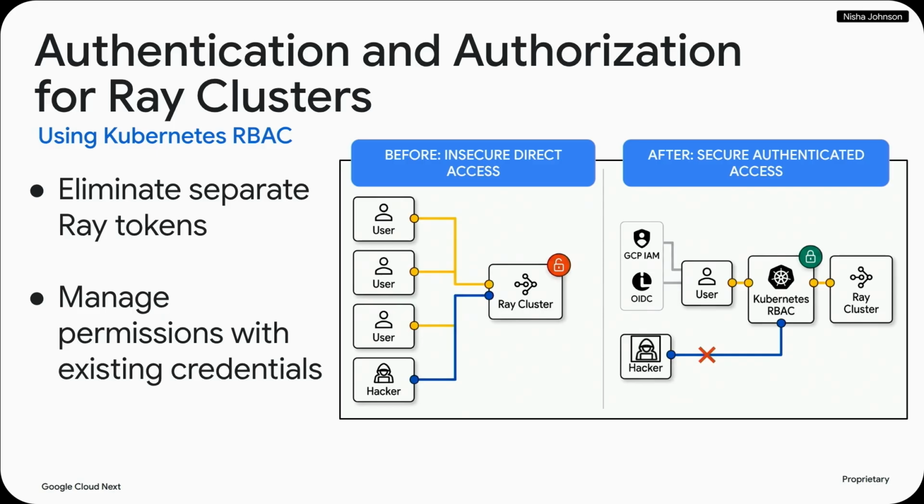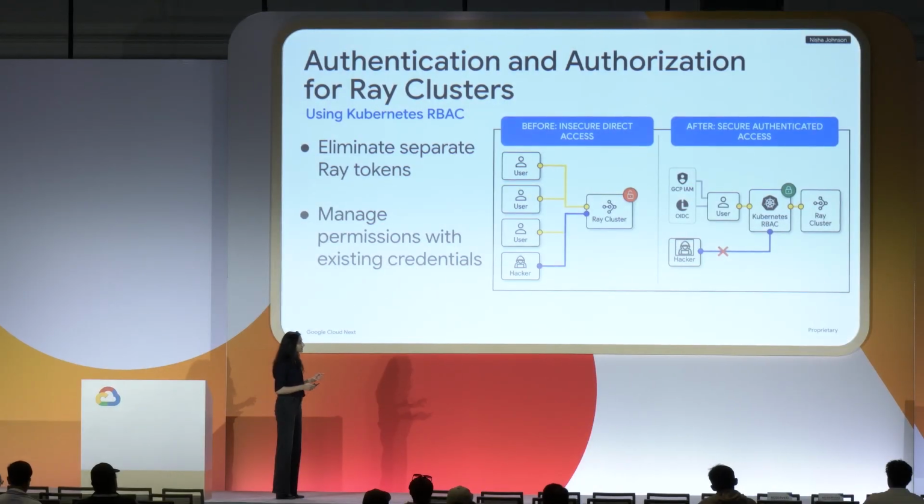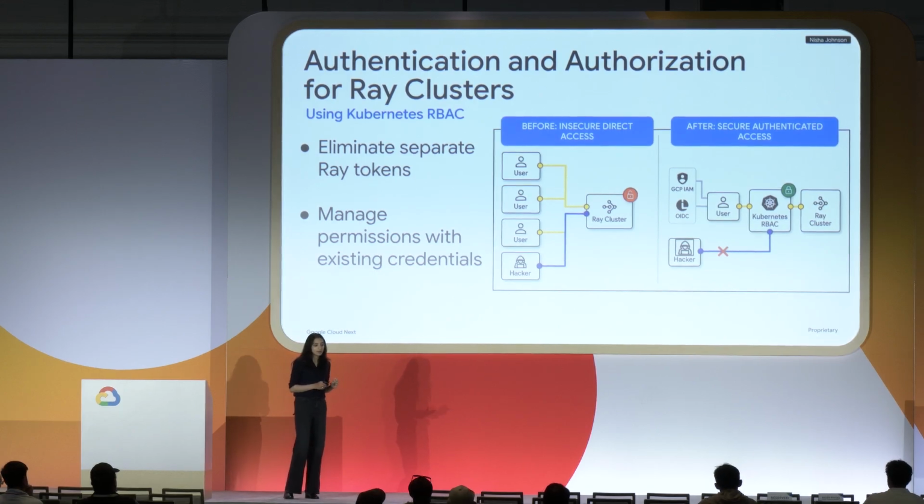And now, with Ray 2.55, you can delegate authentication to Kubernetes. And you can use existing credentials like GCP IAM or OIDC, and admins can just use standard Kubernetes roles so that you don't have to handle tokens, and you can ensure better authentication between different teams.